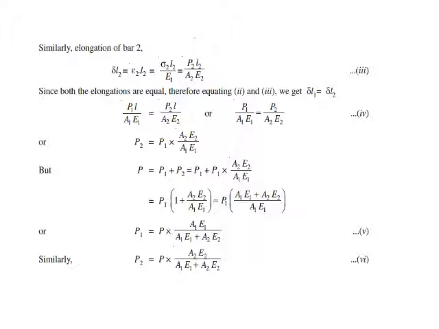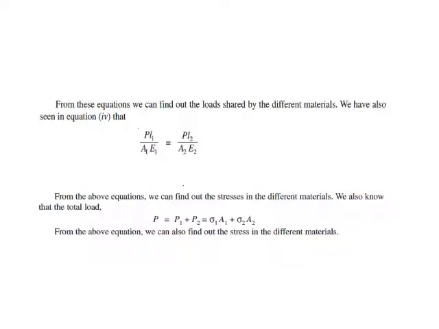So this is how you can calculate the load in each member. Once you have got the load, you can calculate the stresses, sigma 1 and sigma 2, that is, stress in material 1 and stress in material 2. Basically, whenever you are solving compound bars, you need to remember two things: one is the load carrying equation, the second is the deformation equation. Only with these two compatibility equations can you solve the problems.